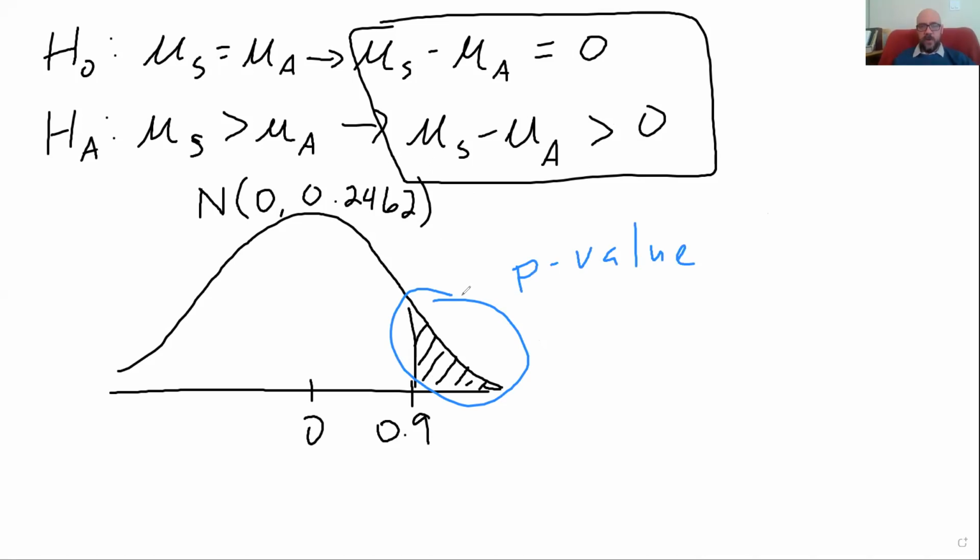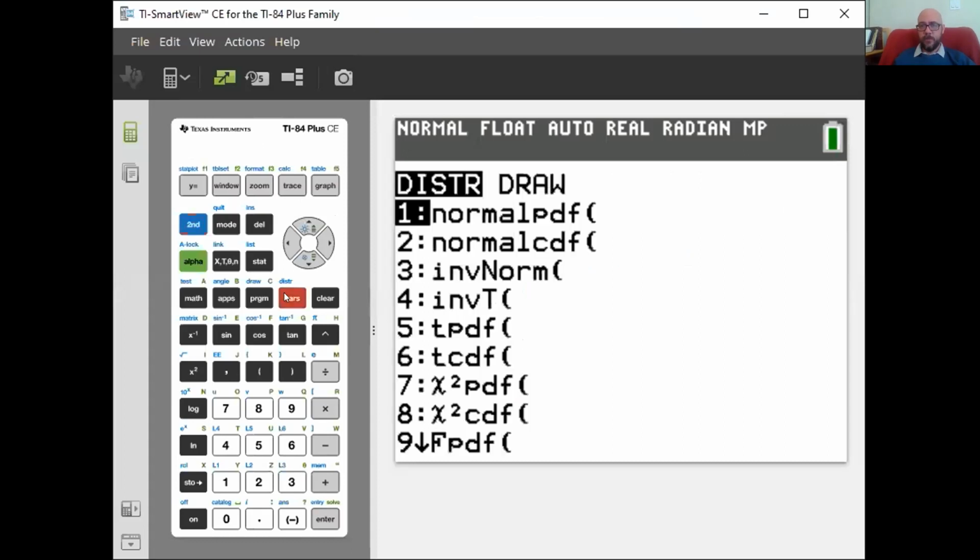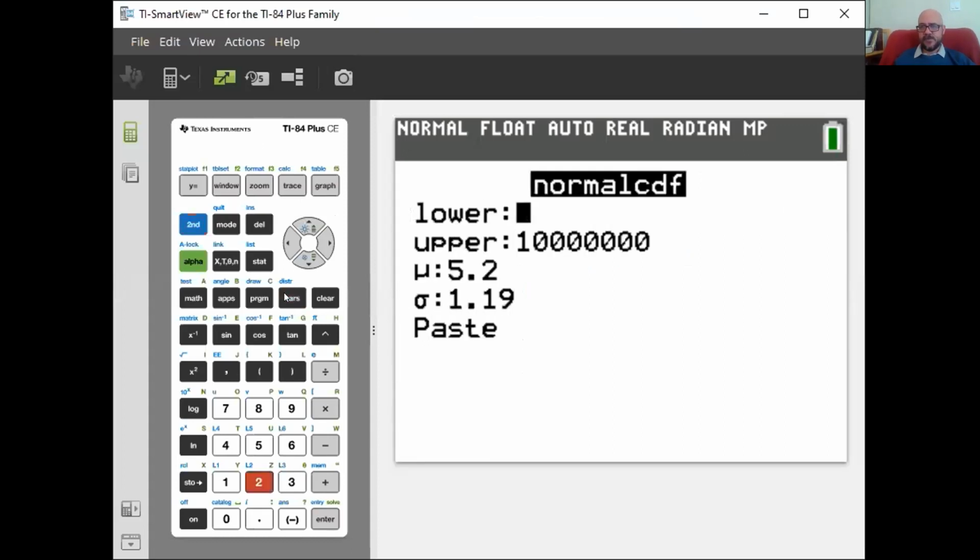And so we're going to find that. So this is normal CDF of 0.9 to infinity with a mean of 0 and a standard deviation of 0.246. Now, I should point out that 0.9 sounds like it's really close to 0, but when your standard deviation is only 0.246, this is like 3.5 standard deviations away. So this number is going to be pretty small. Let's go find out what it actually is. So we're going to do normal CDF. The lower is 0.9, the upper is a very large number, the mean is 0, and standard deviation is 0.2462.